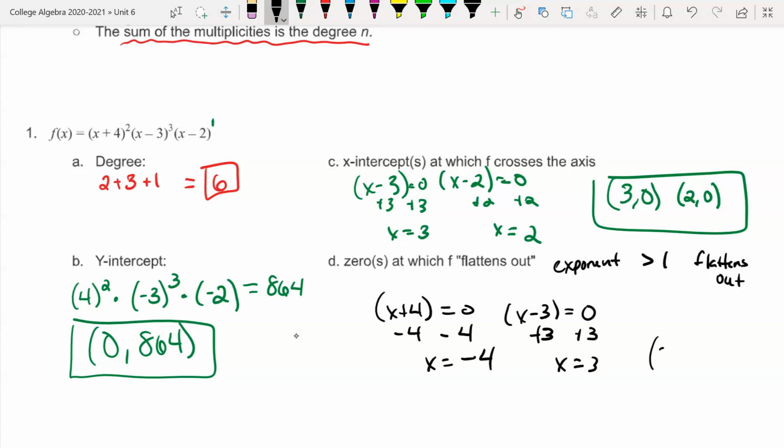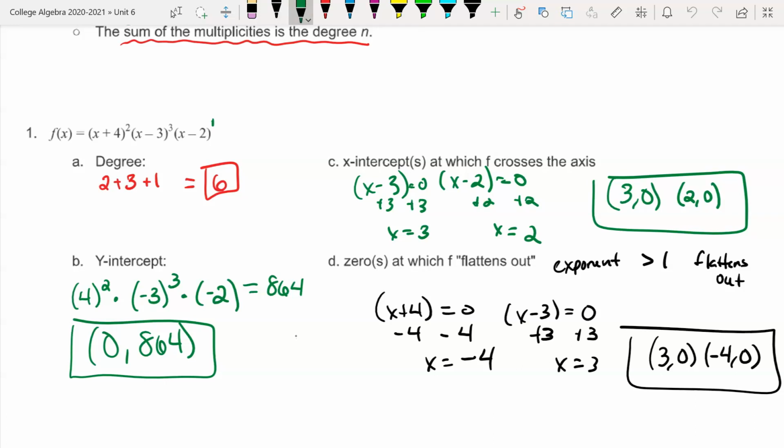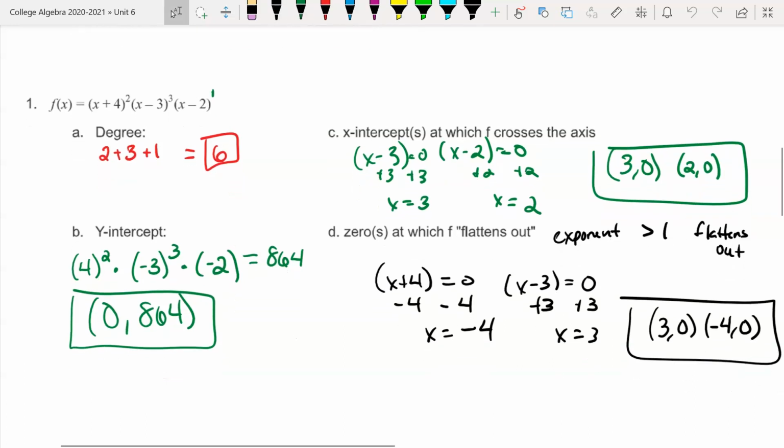And again, we write them as coordinates. (3, 0), (negative 4, 0). And notice 3 shows up twice. That's because it follows both of those rules. It flattens out and it also crosses the x-axis. Okay? And that's really what you're doing on the Hawks. So it's going to be these 4 questions every single time.